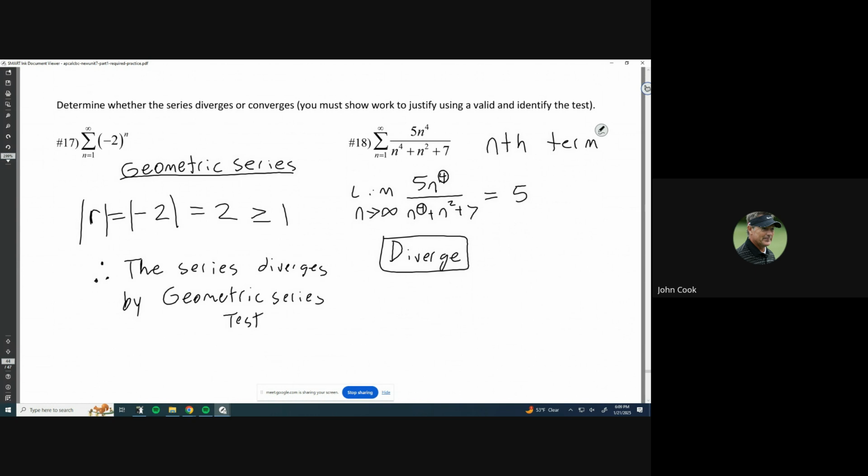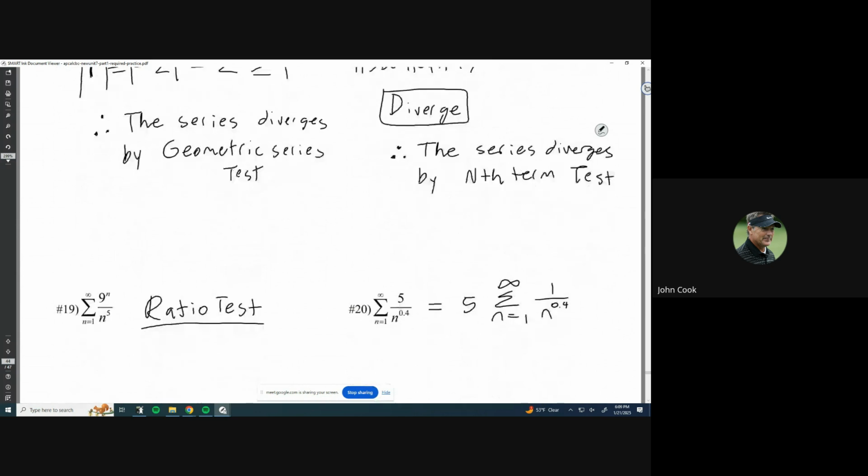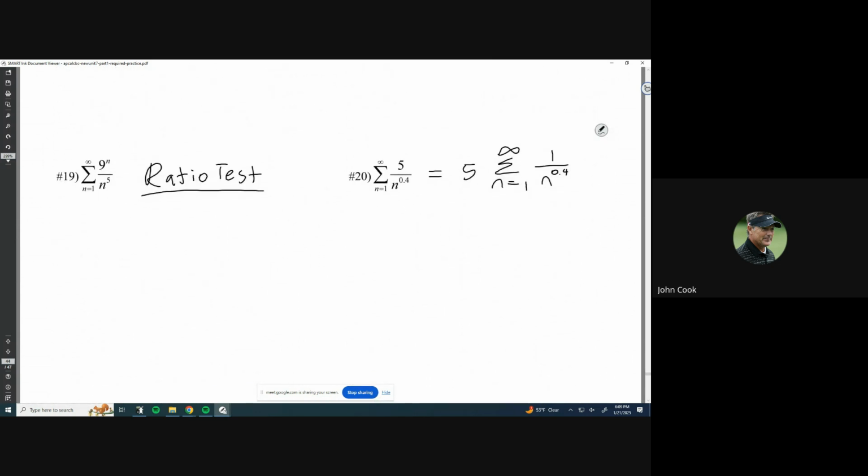Okay. 19, we already did that. That was nth term. So let's write up a little declarative statement. The series diverges by the nth term test for divergence, but I can just write it as nth term test. 19, I said that one was ratio test.